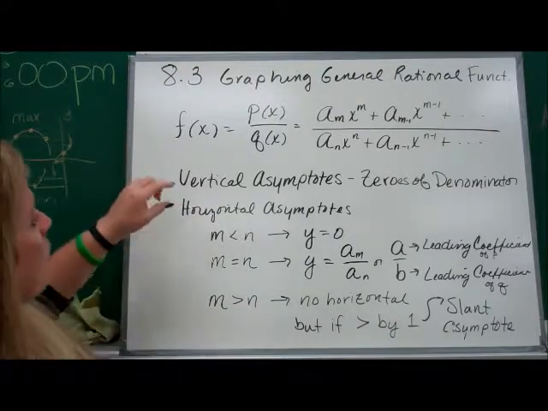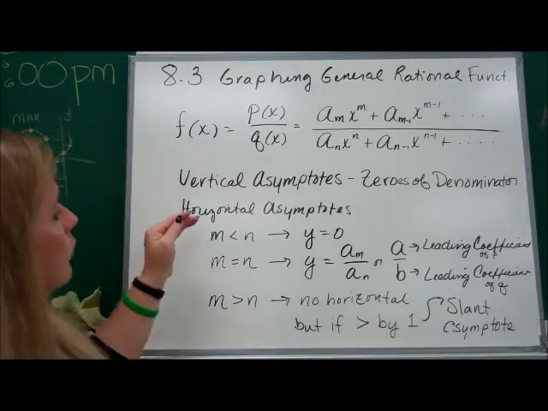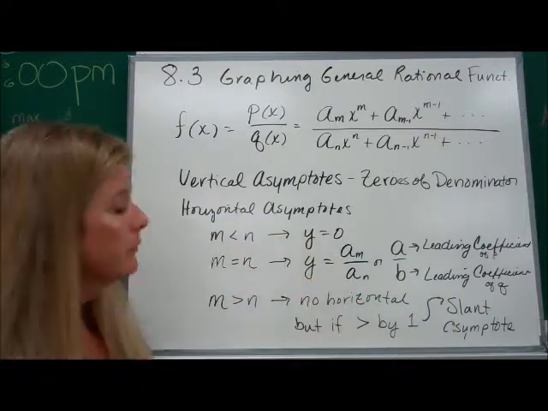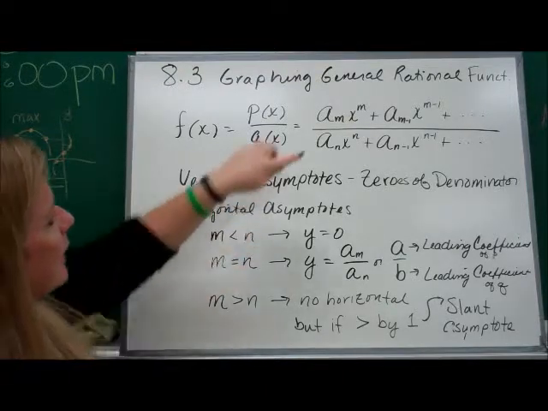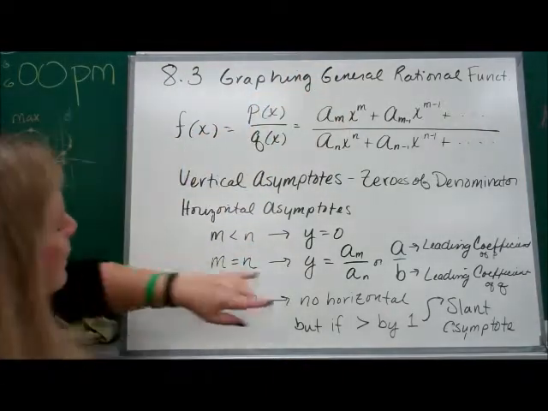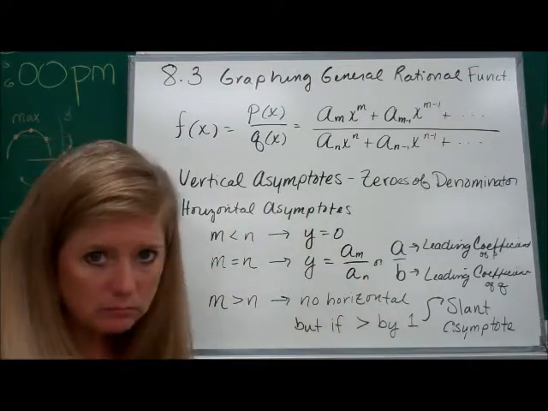Horizontal asymptotes, there are some rules you have to follow, and the rules have everything to do with the degree. If the degree of the numerator, m, is less than n, then y equals 0 is the horizontal asymptote, period.